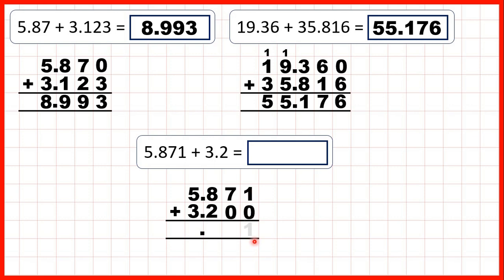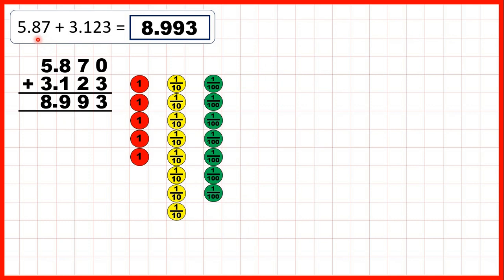So 1 plus 0 is 1, 7 plus 0 is 7, 8 plus 2 is 10, so that's 1, 0, with the first digit written above the next place value column along, which here is our ones column. And now 1 plus 5 plus 3 is 9, so that gives us 9.071.